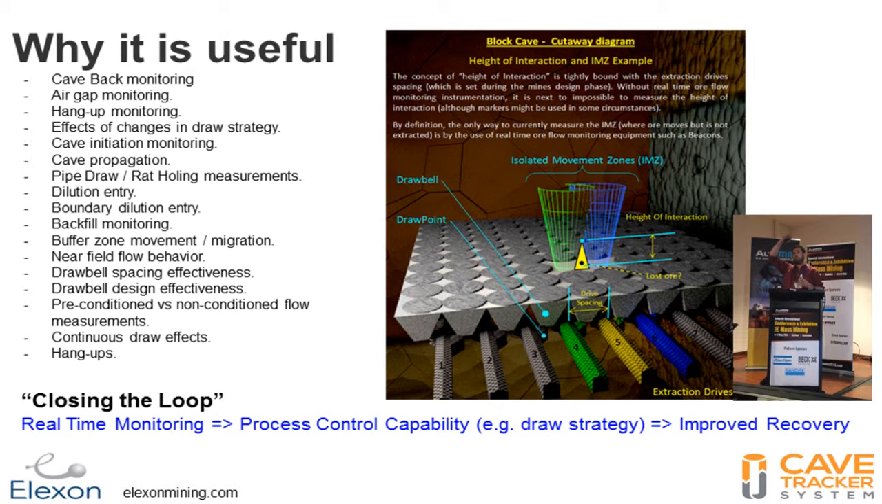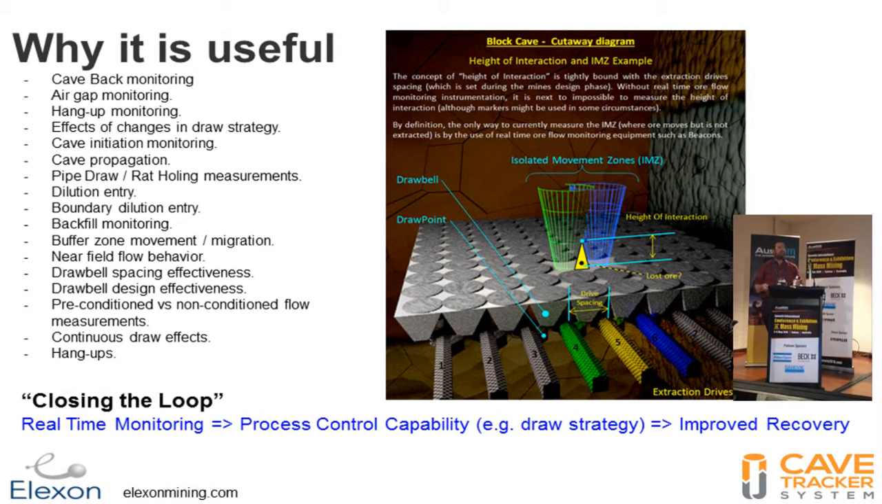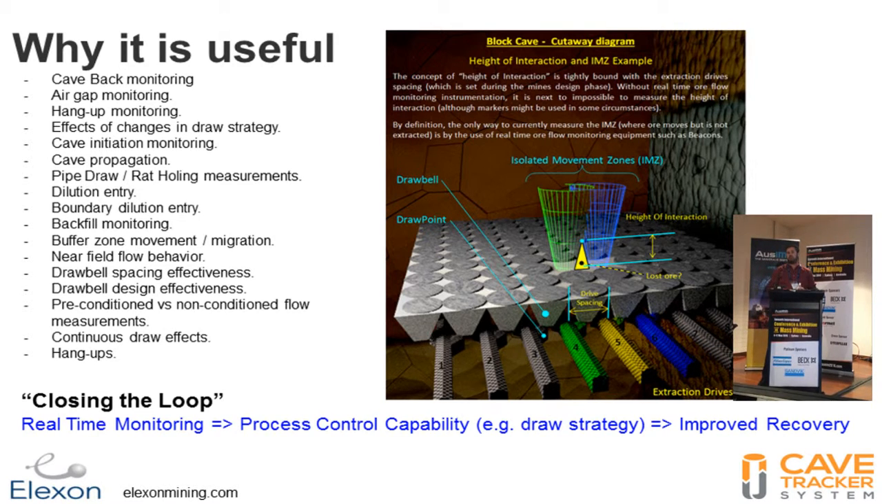If you put a network of beacons in and you see them steadily move down and they all start pausing at a certain point, that's going to give you some insight that there's some activity going on there and perhaps give you the chance to change your draw strategy if that's what you want to do. So for the first time, you can actually employ process control on processes that have been invisible. And of course, better knowledge of these factors ultimately leads to improved recovery.